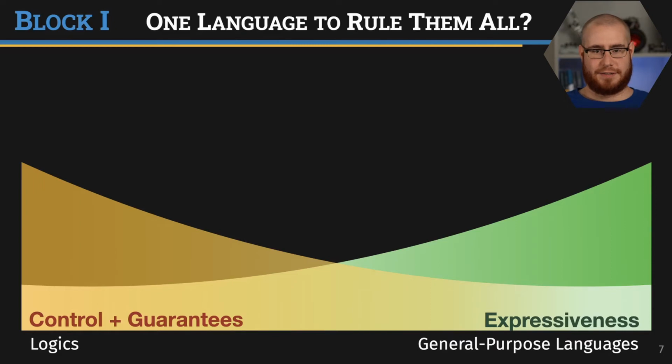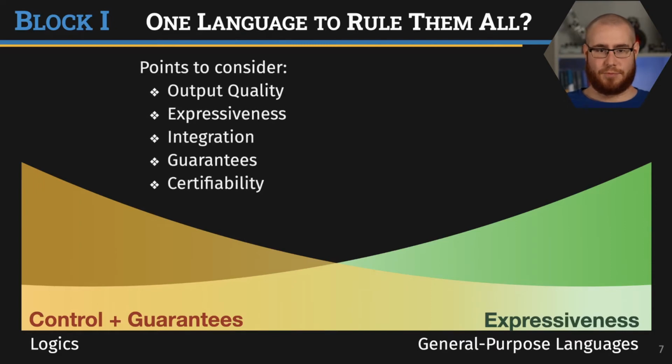Things that are really interesting for the languages are, for example, the output quality. If you take a simple logic, then the result most of the time is binary. So you get one output that says, okay, the trace was okay or the trace was wrong. And this is usually insufficient.